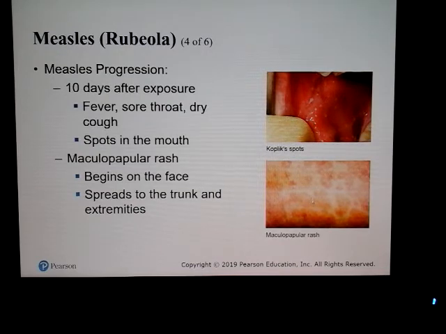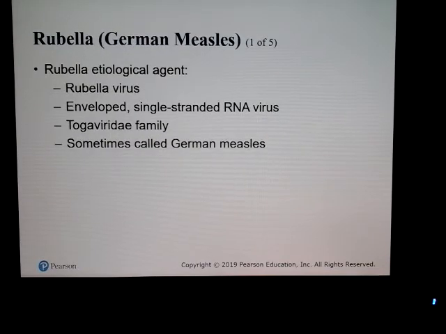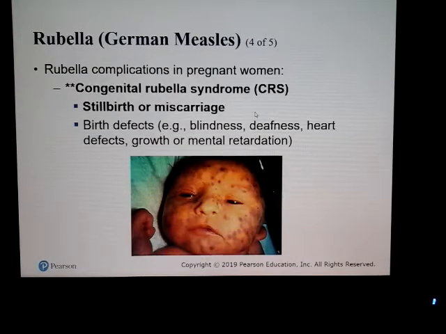And on the outside, this is your maculopapular type of rash that you would see. And it can spread all the way from your face down to your trunk and then your extremities as well. Rubella is something that we need to be aware of because this particular virus, the rubella virus, can actually cause, and I'd like you to know this, congenital rubella syndrome.